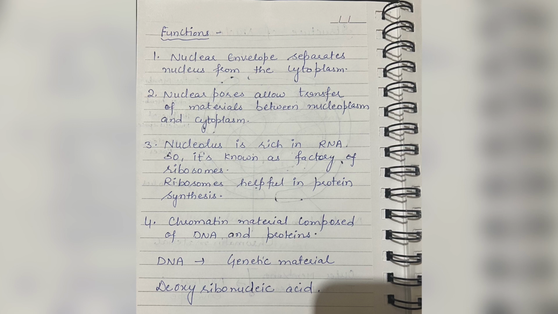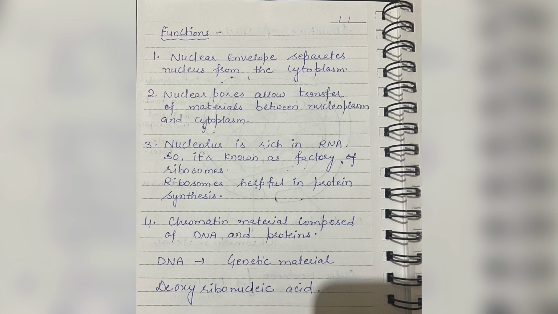Then fourth is chromatin material, that is composed of DNA and proteins. What is the DNA now? This is the genetic material. The form of DNA is the deoxyribonucleic acid. Now, what is the function of the DNA? DNA actually stores the information which is necessary for the cell function.